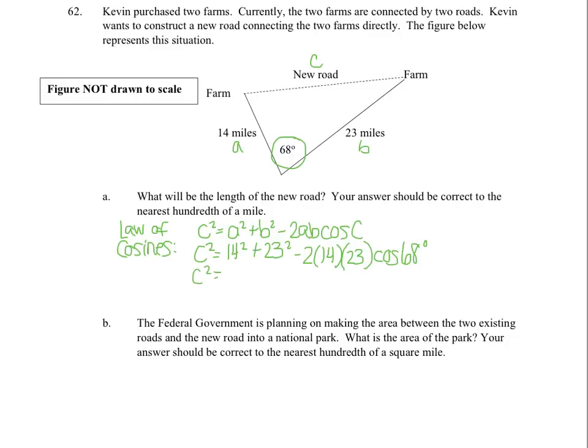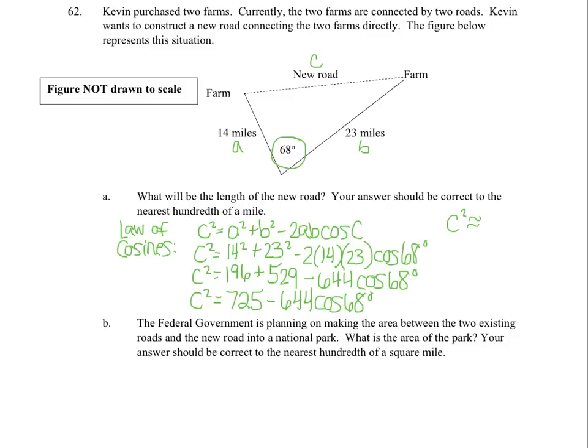So 14 squared is 196, 23 squared is 529. Negative 2 times 14 times 23 is negative 644, and that's going to be times the cosine of 68 degrees. So c squared is going to be 196 plus 529, which is 725, minus 644 cosine of 68 degrees. So c squared is going to be approximately 725 minus 241.247, because that's what 644 cosine of 68 degrees is.